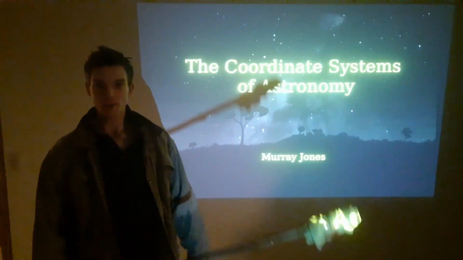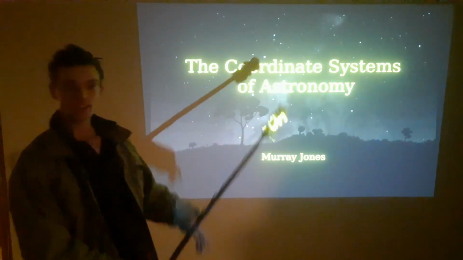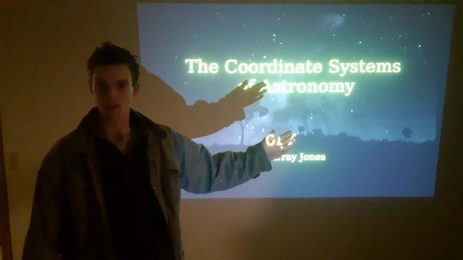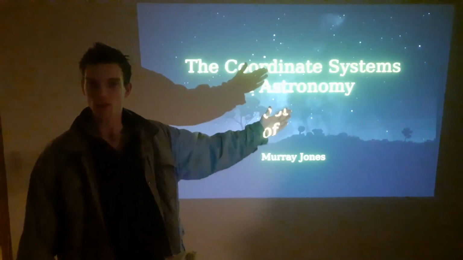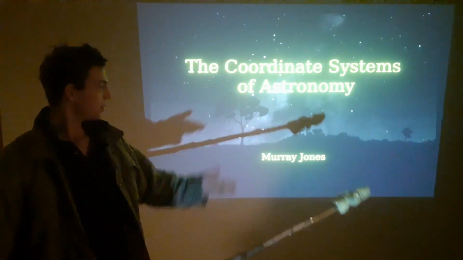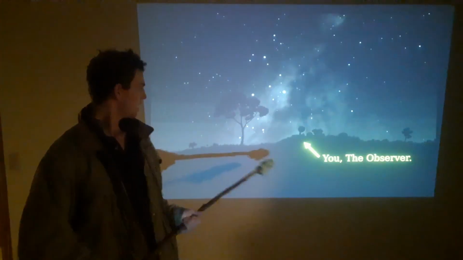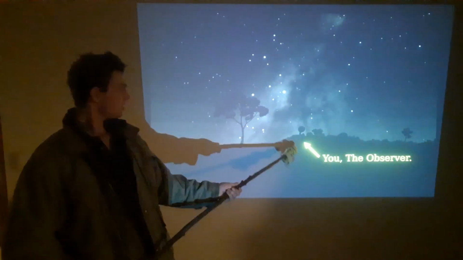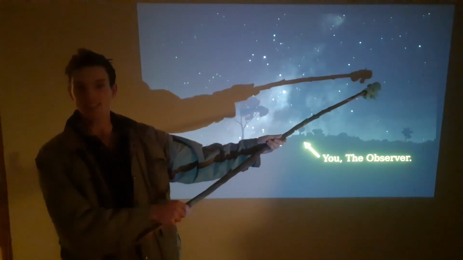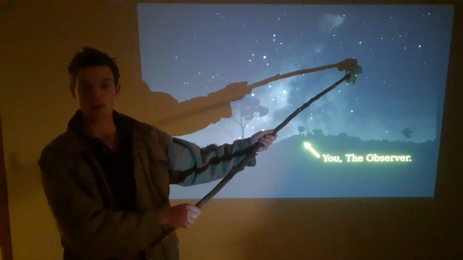This is a stick I found in my backyard. And this is the Coordinate Systems of Astronomy, presented rapid fire, all the important ones from the ground up, literally. This is the aforementioned ground. This is you, the observer. And this is a star that you might be observing.